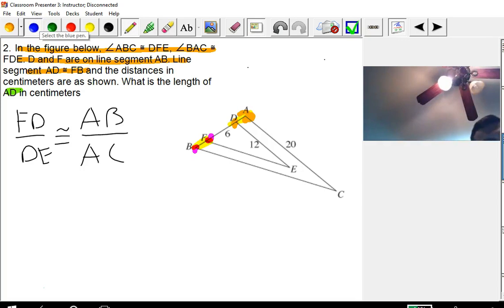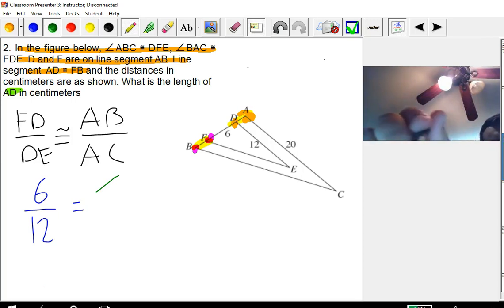By the way, this doesn't help us find AD yet. It'll help us out later. But we know what FD is, which is 6. We know that DE is 12, is equal to, and let's change the color there for this side, AB, which we don't know, so I'm just going to keep it AB, line segment over AC, which is 20.